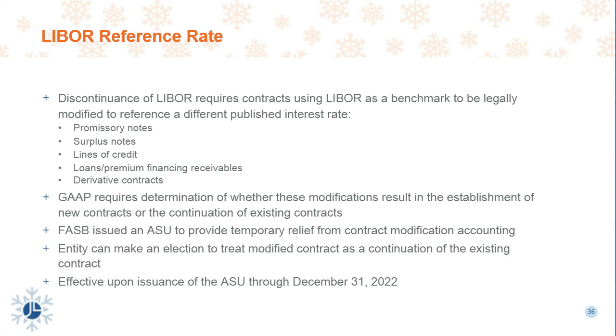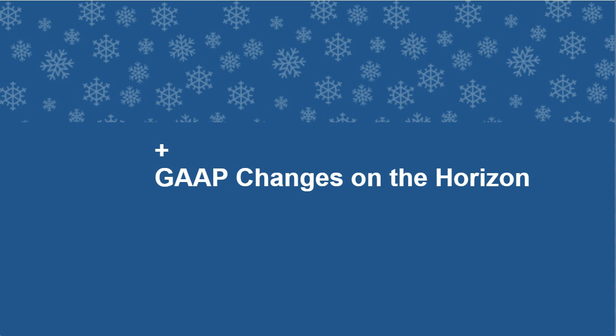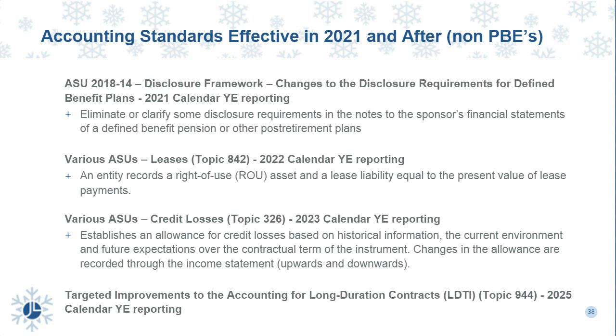So next we're going to shift to the GAAP changes that are on the horizon. And as Melanie indicated, we've gotten some relief from the FASB. So we're going to spend a couple seconds here talking about what's coming down the road. For 2021, we've got a change related to the disclosures for defined benefit plan sponsors in their financial reporting. It eliminates and clarifies some of those disclosure requirements. So this is a relief, and that's one that's coming into effect in 2021.